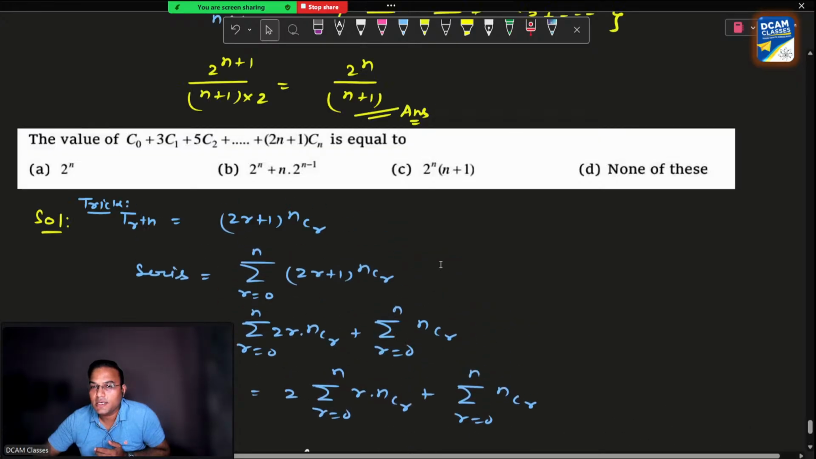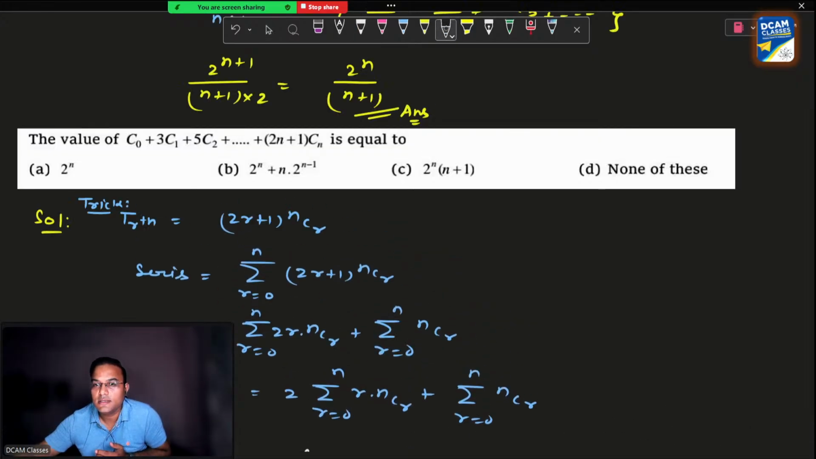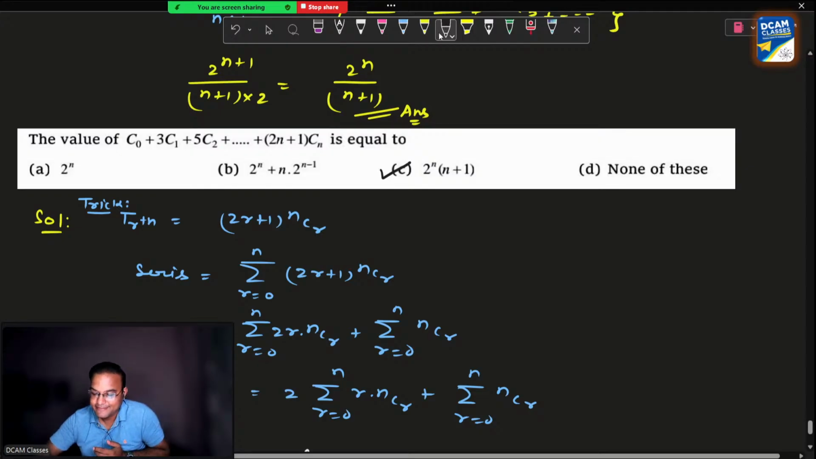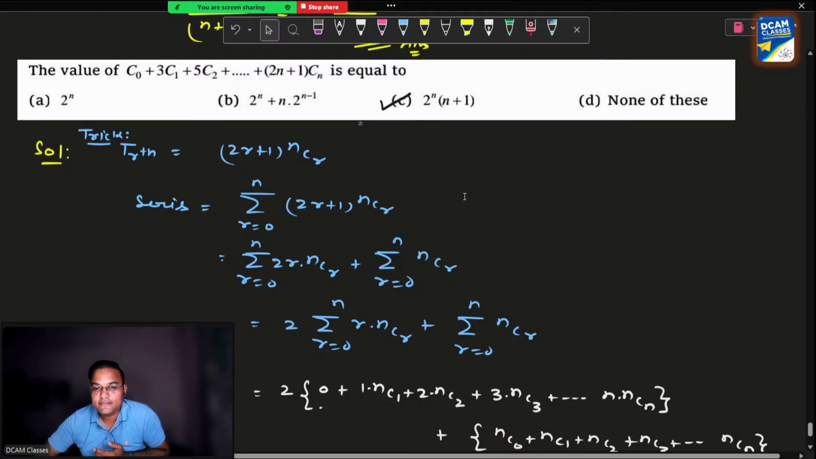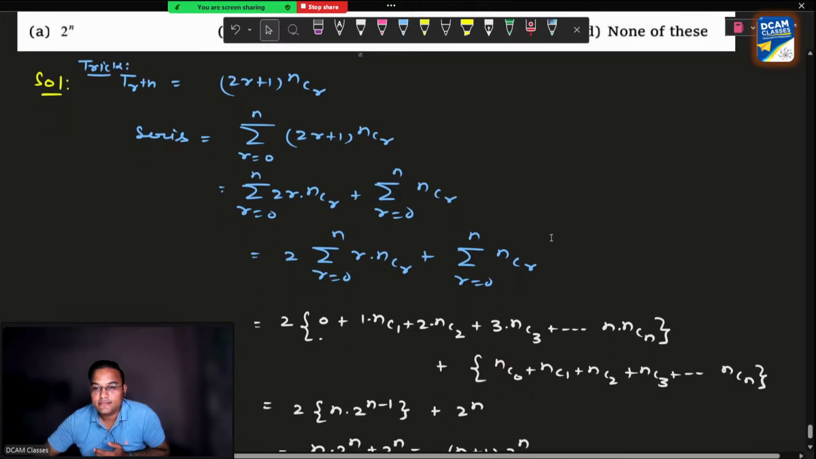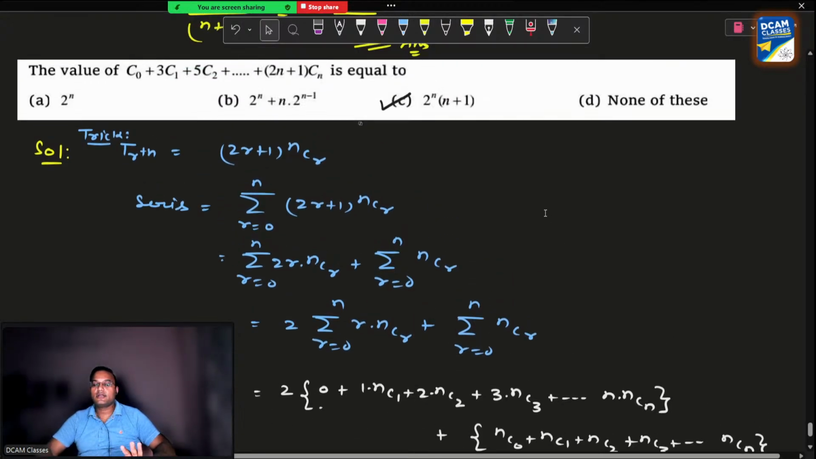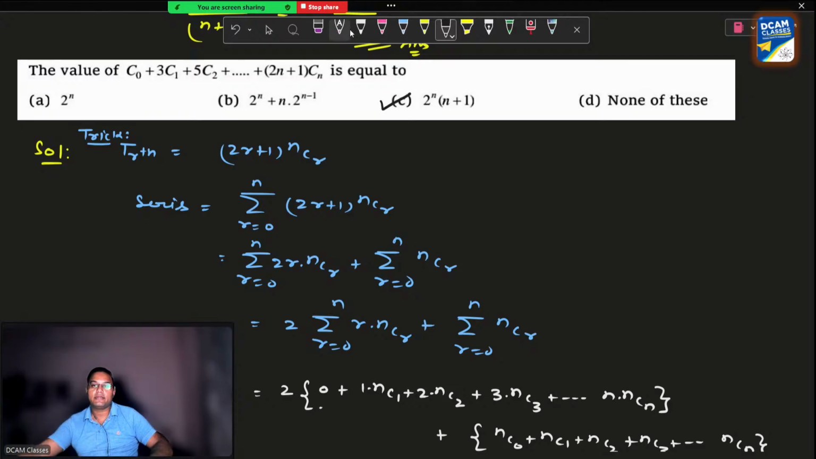It's there in the option now. See. You understood or not? This is a trick. This is a method actually. You can say it as a trick or method.